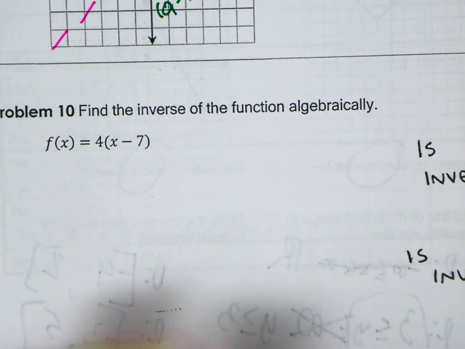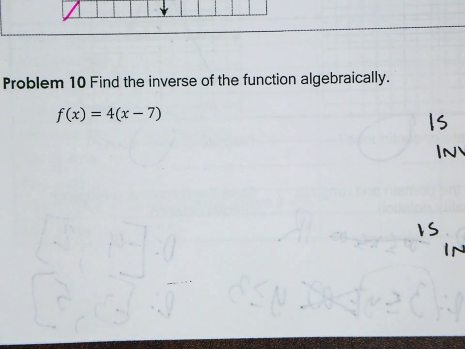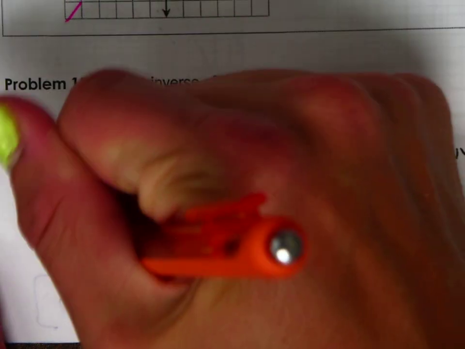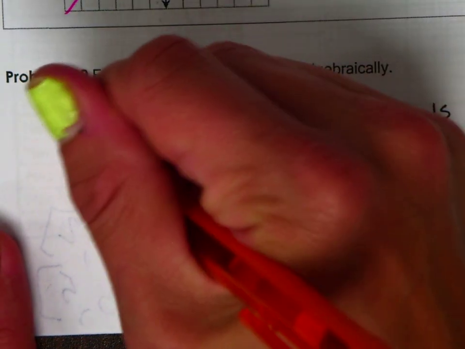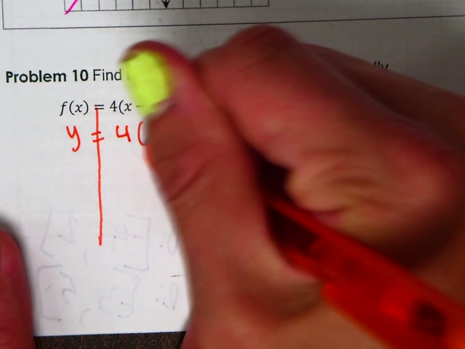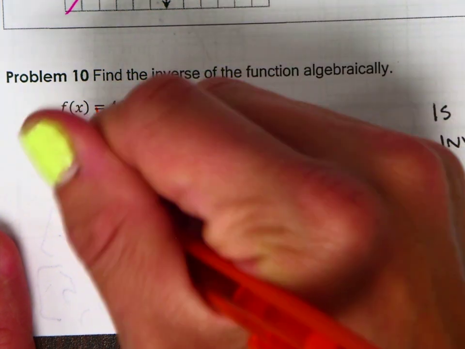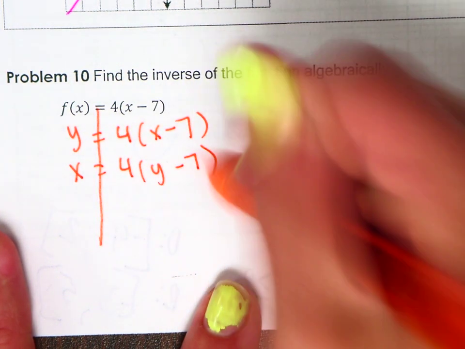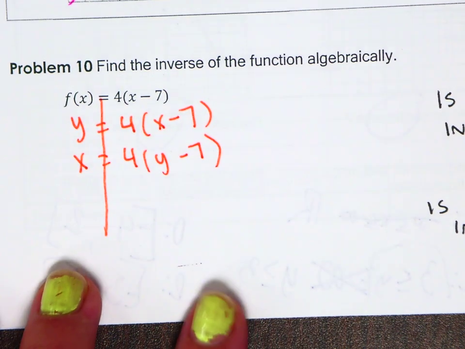All right. On problem 10, now we're talking about finding the inverse algebraically. There's a couple ways that you can do this. If I were you, first we're going to write this as y, just so it looks nicer. And then we're going to switch around the x and the y. All right, so that just gets us started. And so now we're doing the actual solving bit.